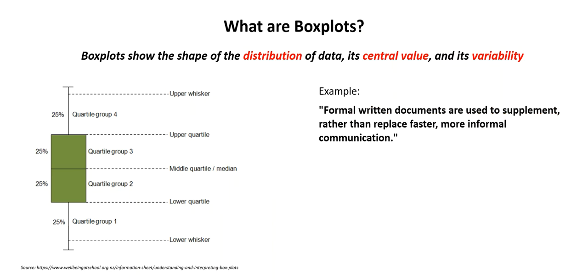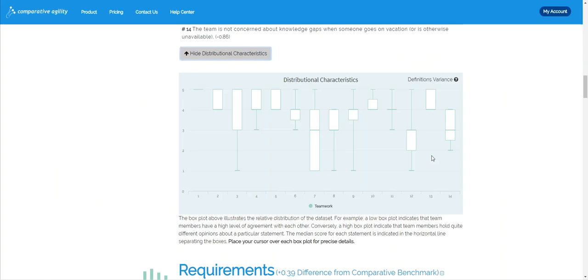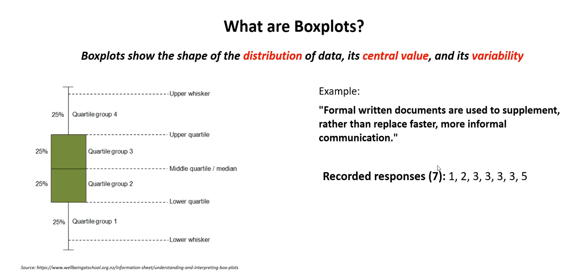If we look at the statement we just looked at, formal written documents are used to supplement rather than replace faster, more informal communication. If we look at the responses we got for that particular statement, here's the responses. We had 7 people and they responded as follows. 1, 2, there was 4 people who said 3, and then there was 5. Okay, those are the responses, and that's how that's represented. Okay, what does that mean? Well, let's look at this now in detail.